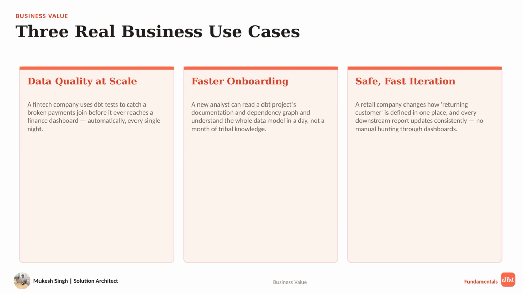A fintech company builds dbt tests directly into their pipeline, so a broken join between payments and refunds gets caught automatically, every single night, long before it reaches a finance dashboard. A brand new analyst can read a dbt project's documentation and dependency graph and understand the whole data model in a day, instead of spending weeks piecing together tribal knowledge.